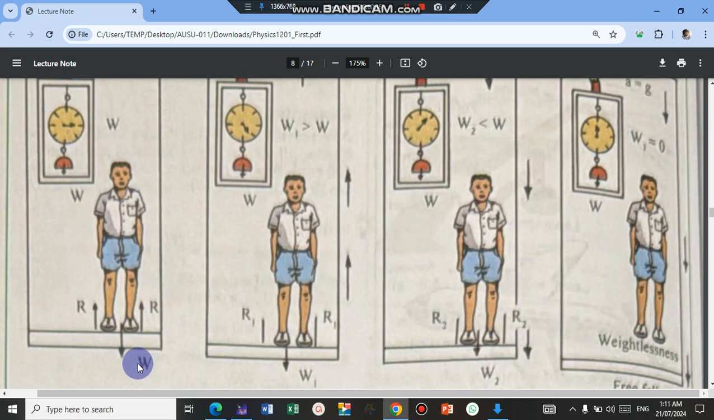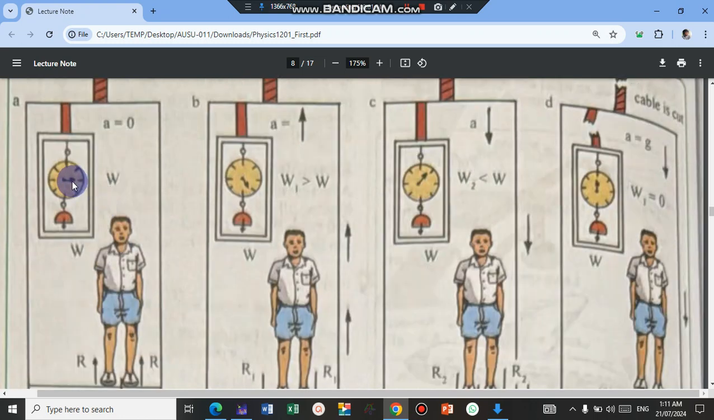Your weight is acting downward, represented by W, and then you feel the reaction force. Remember, your weight is the action. According to Newton's third law, there should be a reaction in the opposite direction from the floor of the lift, and that is denoted by R. Your two feet feel the reaction R, and then you have your weight here. And then here is a scale in the elevator, and it records your apparent weight inside the elevator.